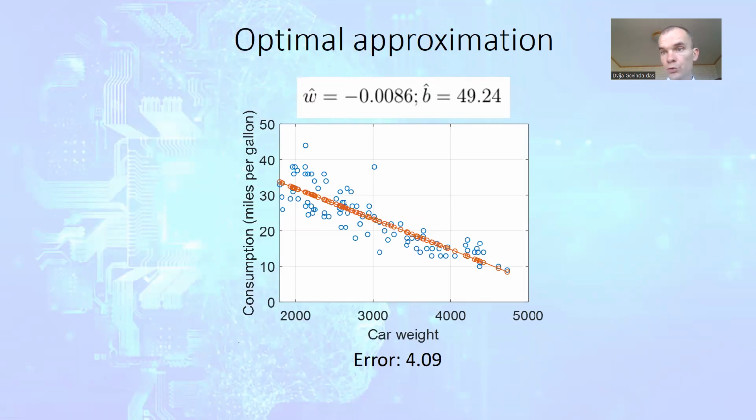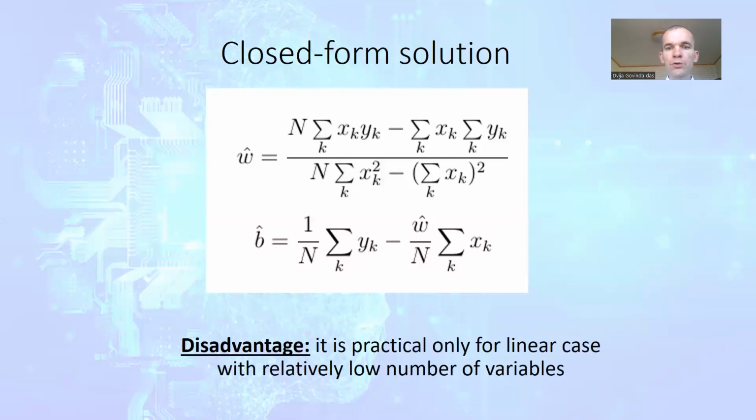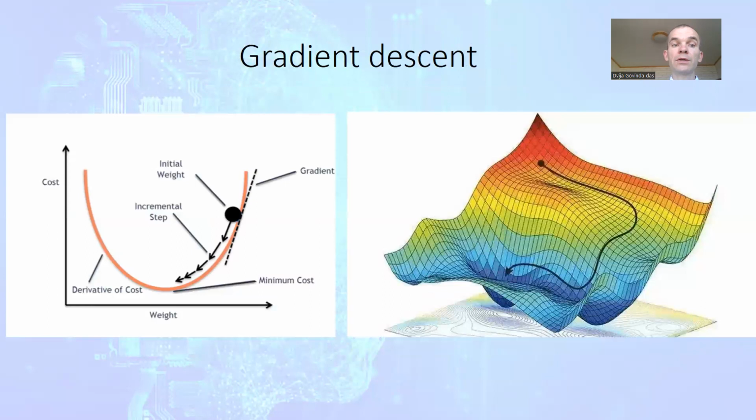The question, of course, is whether it is always possible to find this optimal solution by such closed form formulas. Unfortunately, no. This is possible only in the linear case and in general with a relatively low number of variables. In the univariate case, yes, it's possible, and we have the following formulas. But as we will see in the next video, it's not so convenient to generalize for a large number of variables. We will have the so-called normal equation, which is not convenient to solve when we have a lot of variables. So we will talk about the very popular solution for this kind of problems, which is called gradient descent.